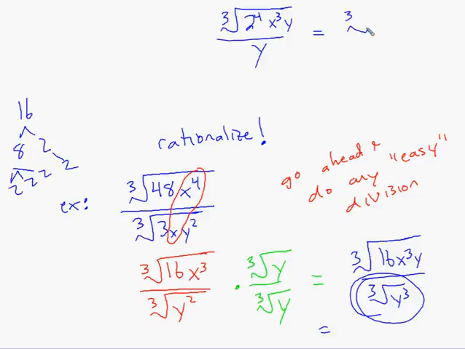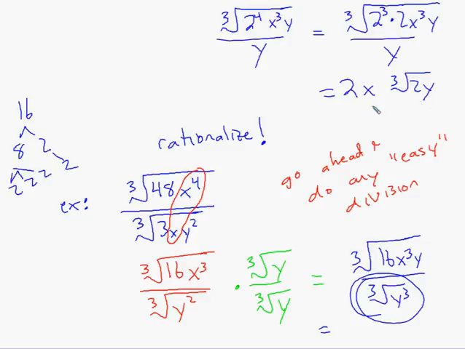Now I can split up that 2 to the 4th into 2 cubed times 2. X cubed's fine. Y I'm not going to be able to do anything about. And the cube root of 2 cubed is 2. The cube root of x cubed is x. And that leaves cube root of 2y over y. And that's our answer for that.